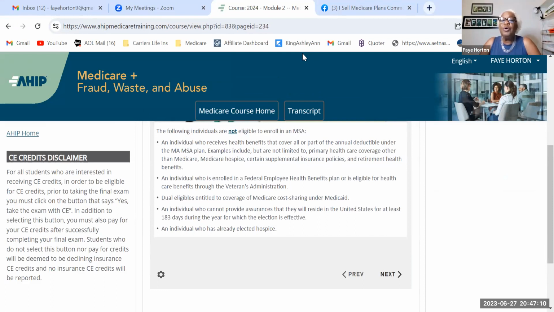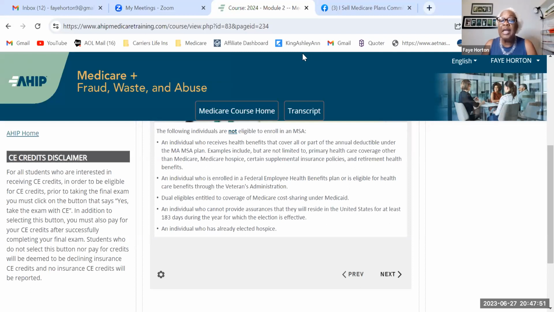An individual who receives health benefits that cover all or part of the annual deductible under the MSA plan. Examples would include, but are not limited to, primary health care coverage other than Medicare, Medicare hospice, certain supplemental insurance policies, and retirement health benefits. An individual who is enrolled in a federal employee health benefits plan or is eligible for health care benefits through the Veterans Administration cannot have an MSA plan.